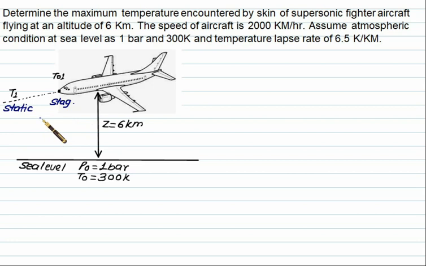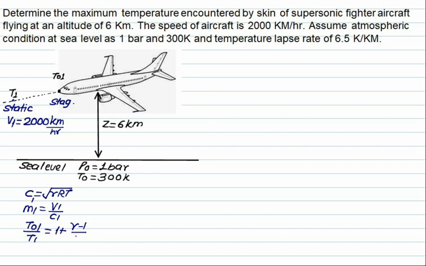And this time the flight speed is known. Since the flight speed is the same as the velocity at point number 1, velocity at 1 will be equal to 2000 km per hour. So this time we'll use the relation for the stagnation temperature. But before this, first of all we'll calculate the velocity of sound using the equation under root of gamma RT. And since we know the velocity, we can calculate the Mach number M1, which is equal to V1 by C1, and then finally T01 by T1 equal to 1 plus gamma minus 1 by 2 Mach number 1 square. Using this, we can calculate the temperature at the skin of the aircraft.